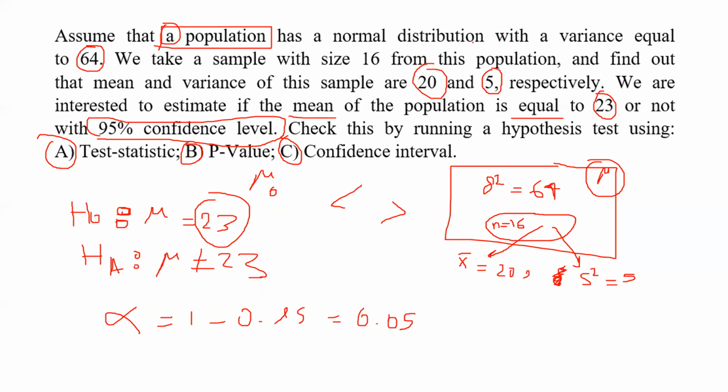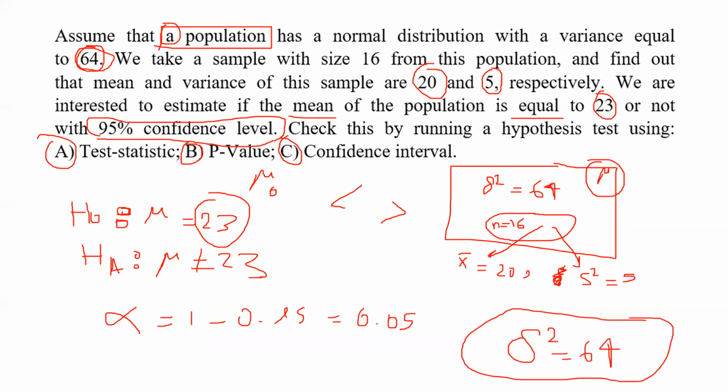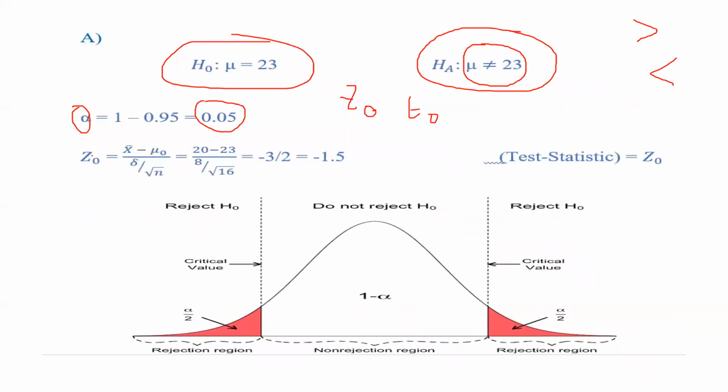Look at our assumption. The variance is given. I know the variance of the population. This is 64. So when it happens, and I know that my population is normally distributed, I can use the normal distribution. Okay, so I can use the z-test. That's the reason here I use z0. Is it z0 for case 1 or case 2? This is case 1 because I have the value for sigma.